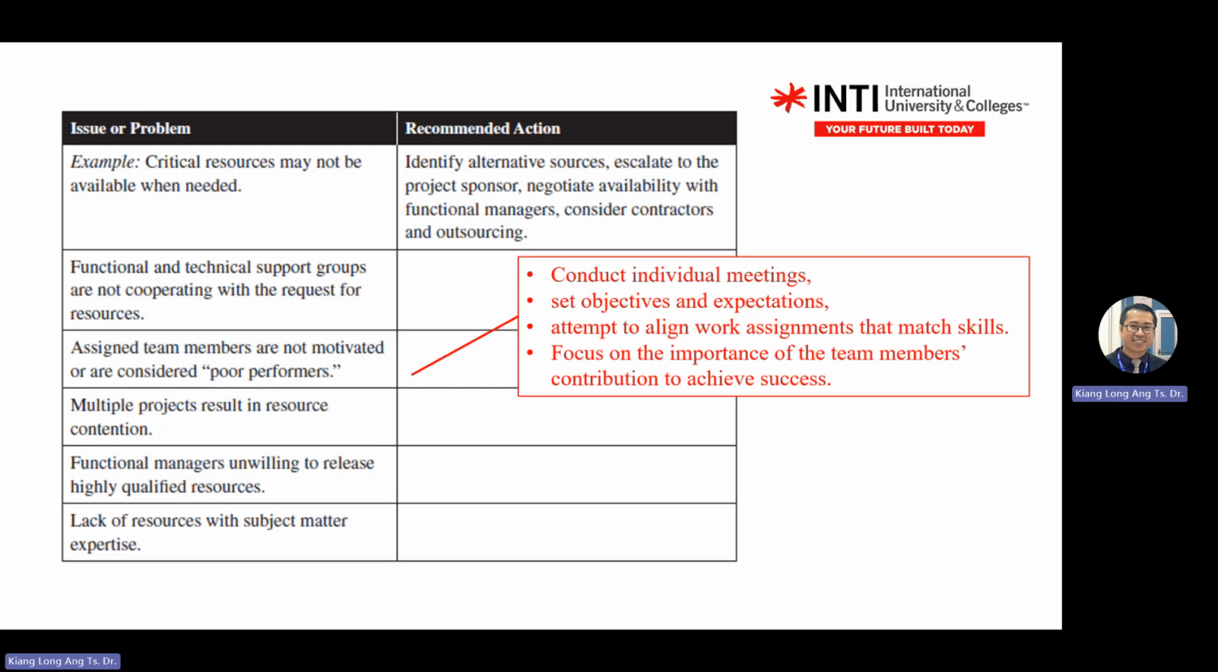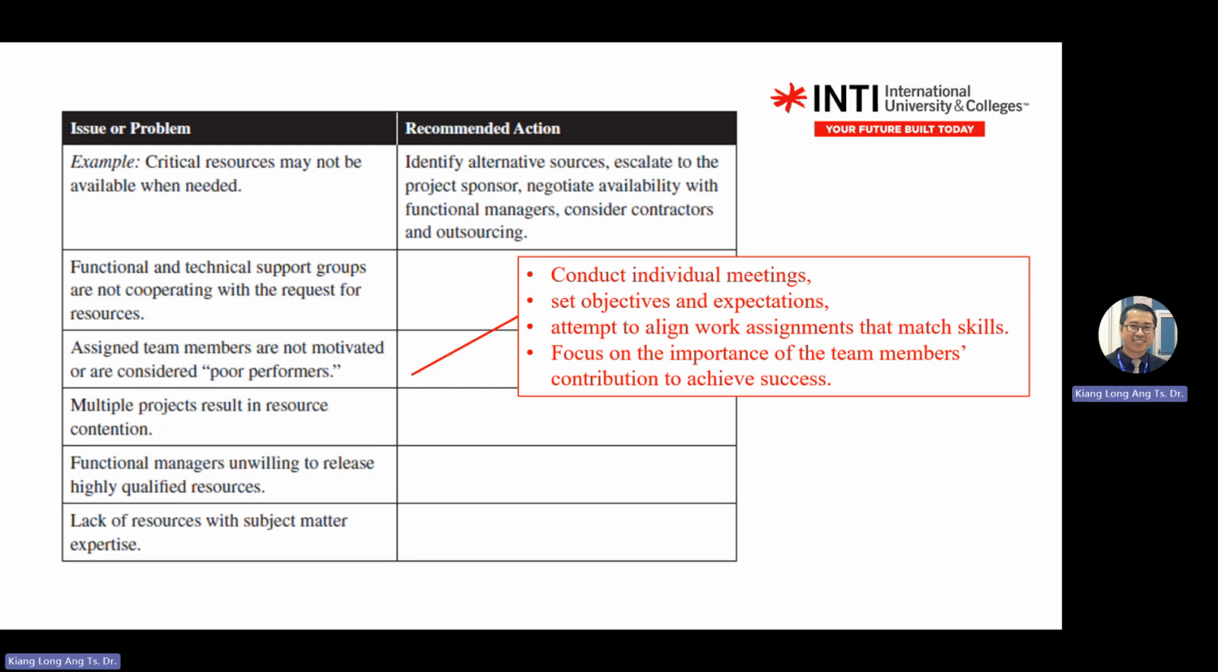The third one, assigned member not motivated. This is a qualitative failure. They are not motivated. It's a qualitative. So what do you do? You have individual meetings with poor performers. You set objectives. You give them KPIs.